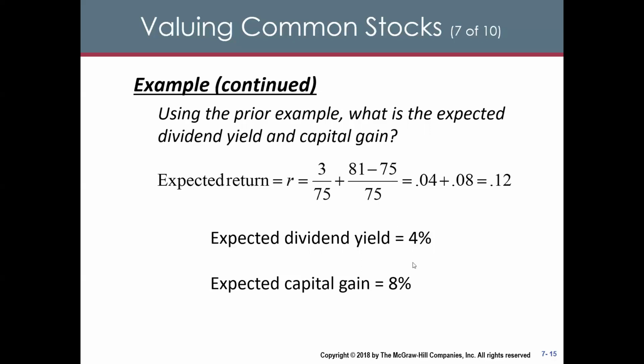So why do we care about these 2 different parts? Because they will be taxed differently. You pay different taxes, and there are different tax rules for the revenue that comes from the dividend yield and the money you make from the capital gain.